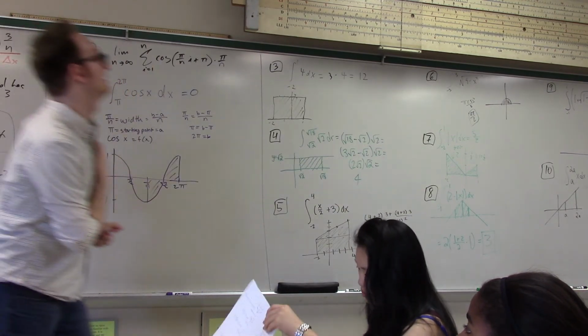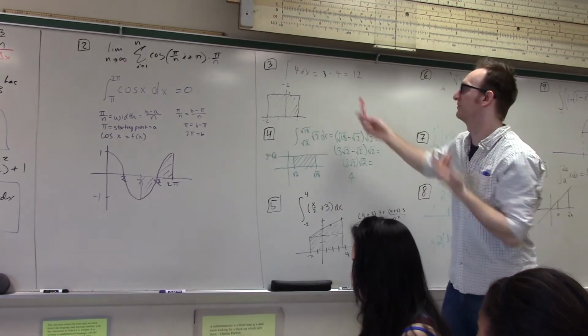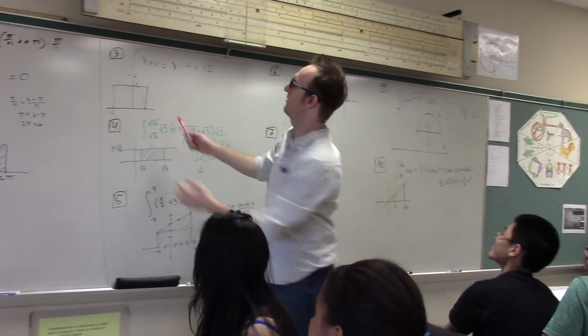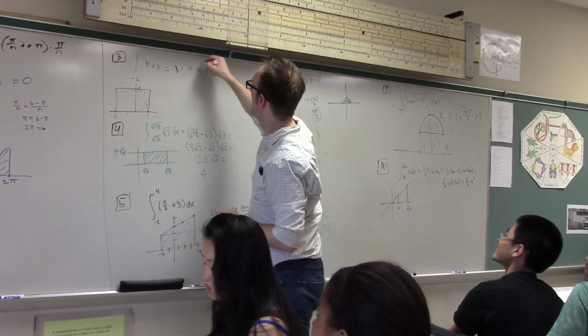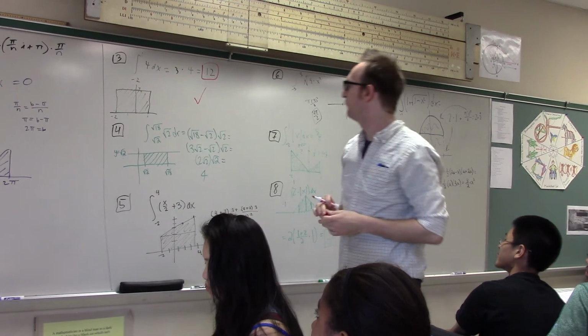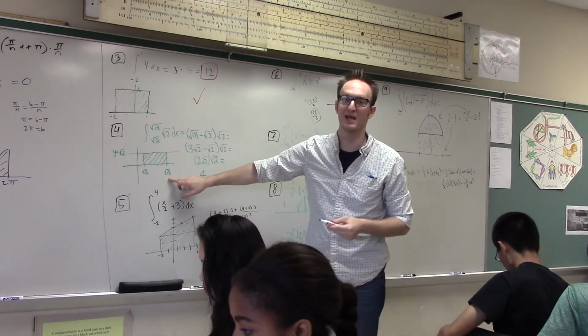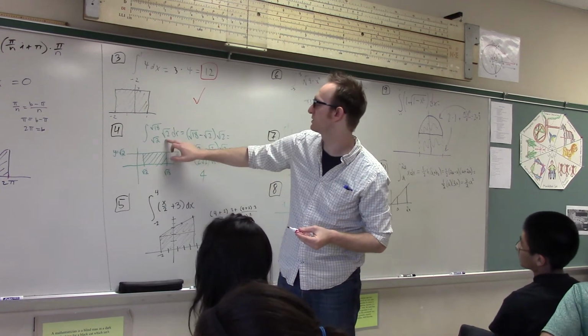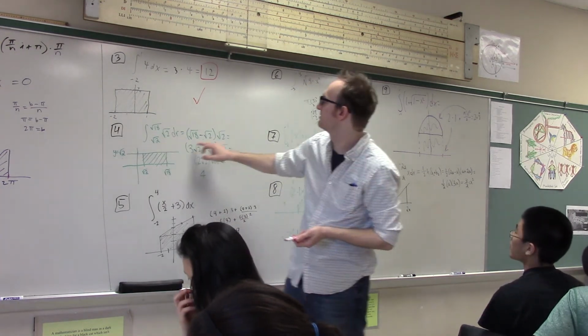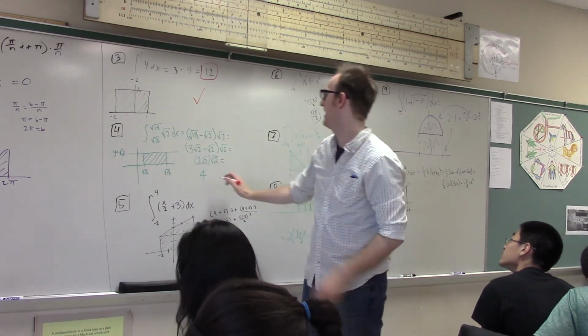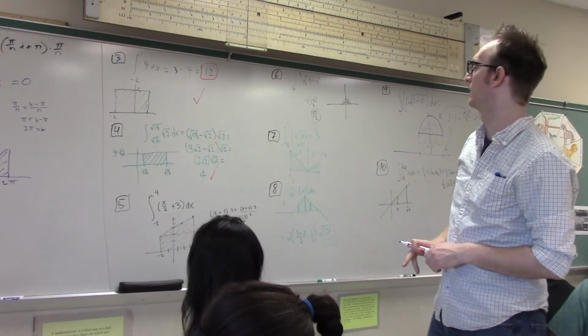Integral from -2 to 1 of just the function 4. Okay, well, width of 3, height of 4, answer 12. Number 4 is the integral from root 2 to root 18 of just the root 2 function, which is also a constant. So you just do it out, and you get 4.